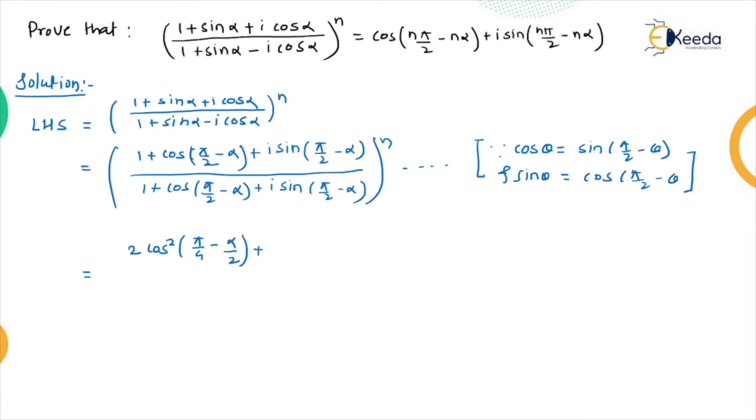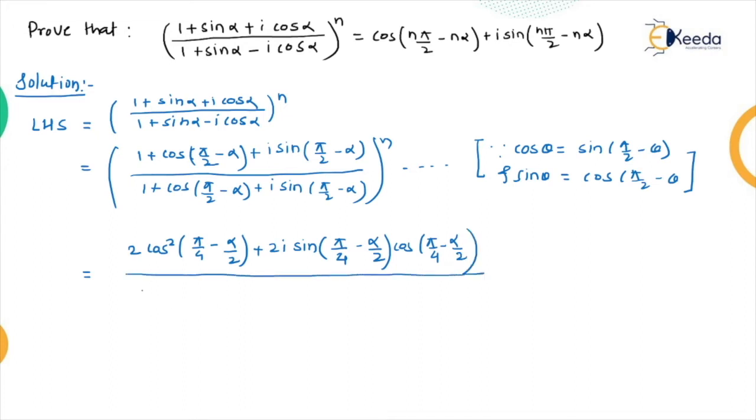Plus i sin theta can be written as 2 sin(theta/2) cos(theta/2). So again I am writing here 2i times sin of (π/4 − alpha/2) times cos of (π/4 − alpha/2).